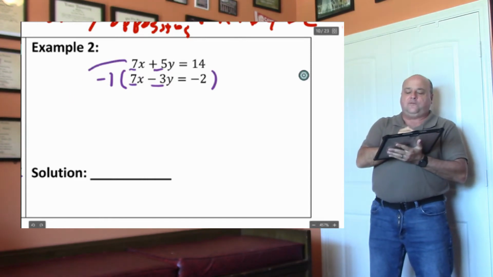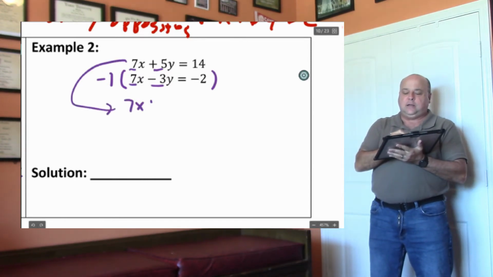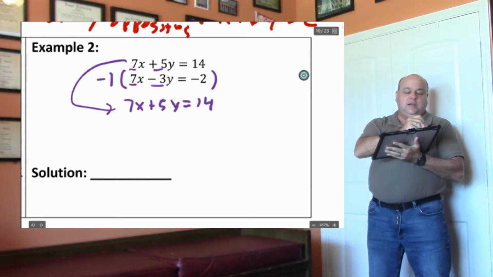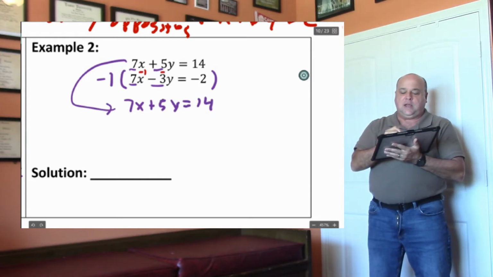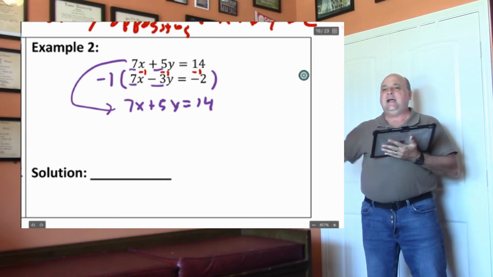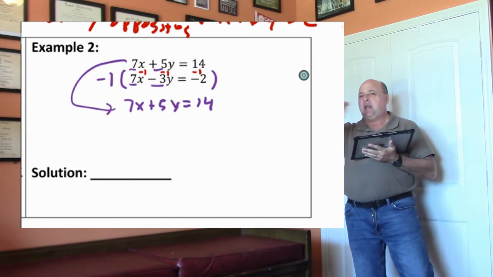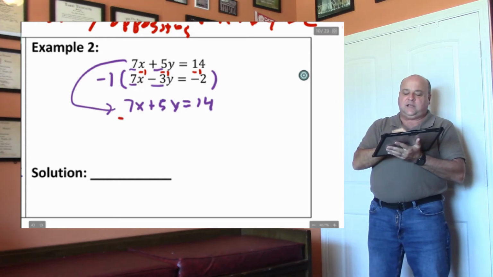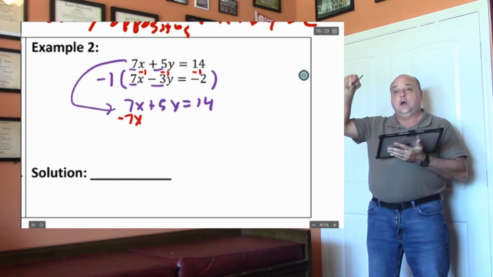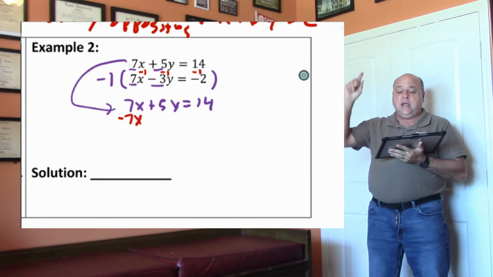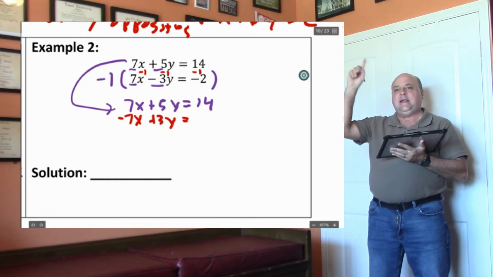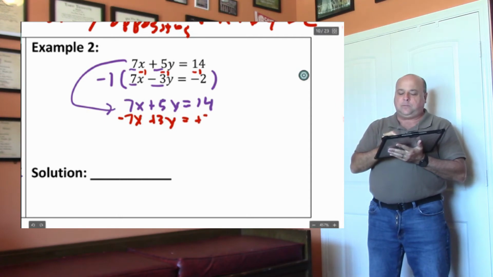So I'm going to take the first equation and write it down again, and I'm not going to change it. Now on the next equation, I'm going to multiply everything by -1. Technically, you could subtract these, but I like rewriting the whole thing. So a -1 times a +7 is a -7x. Notice my x's are opposites. -1 times -3 is a +3y. And a -1 times a -2 is a +2.